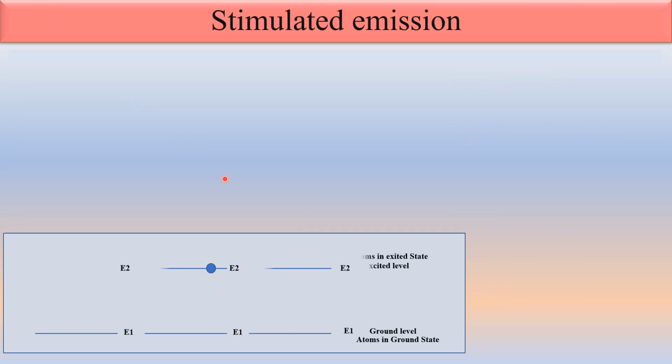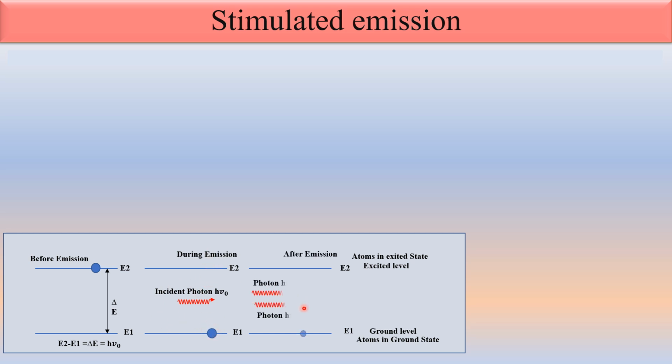So let's see in detail. Here again you can see this is the energy difference between E2 and E1. During emission, the incident photon interacts with the electron in the excited state and generates one more photon, which is in the same direction, phase, and energy as the incident photon, and thus you can say this is an amplifier. In the same way, a number of incident photons interact with different electrons in the higher energy state, and thus a lot of photons are generated and the light is amplified.